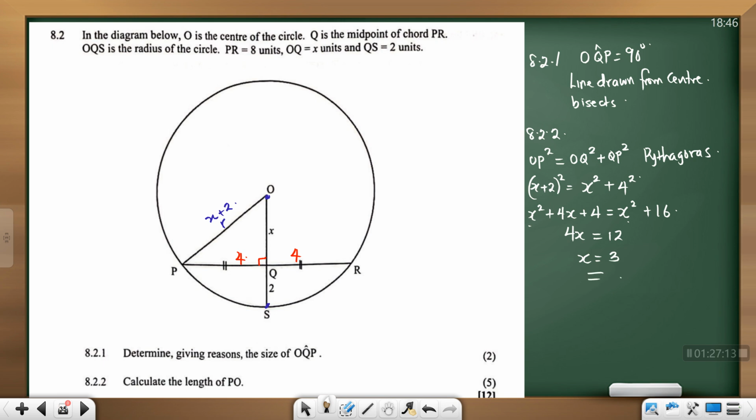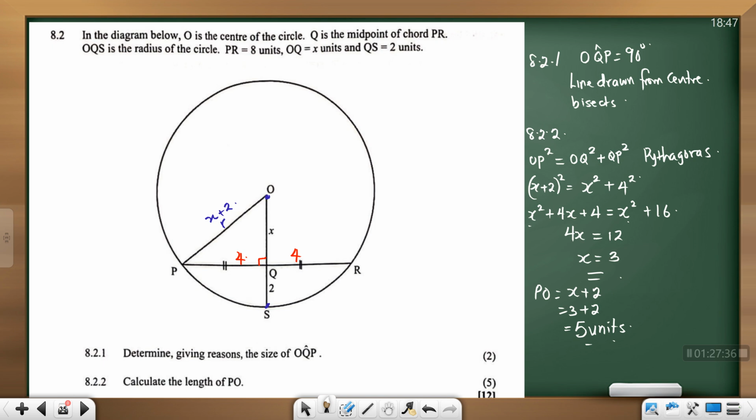We're not done. Oh, the length of PO. Okay, so PO is what? X plus 2, which is what? 3 plus 2. And what's your answer? 5 units. Theorem 1 goes alongside with the theorem of Pythagoras.